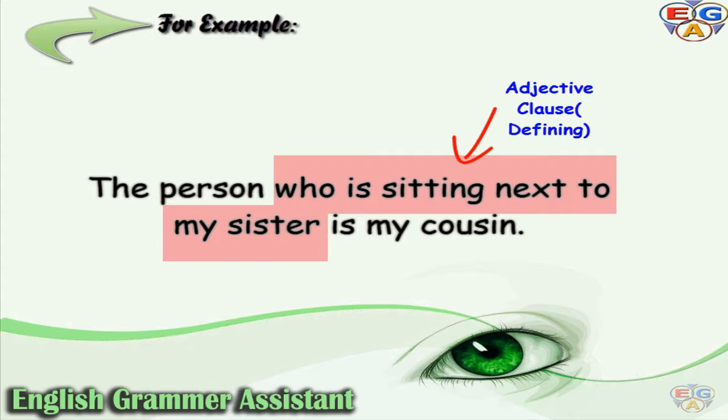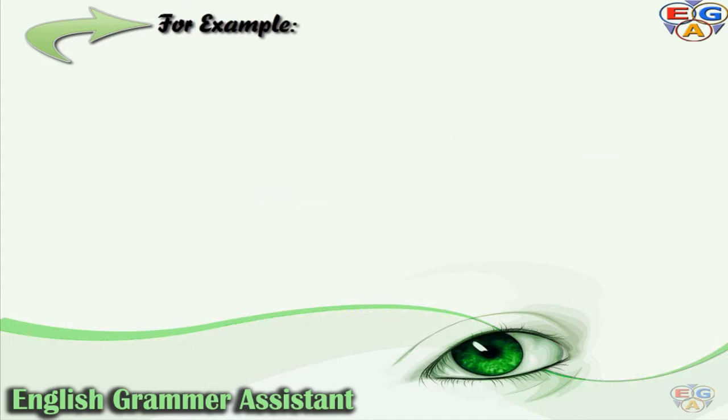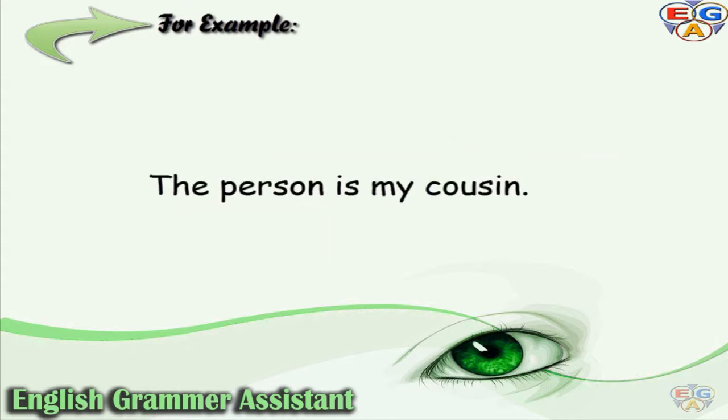If we eliminate the adjective clause, for example, and keep the main clause, the sentence will be like this: the person is my cousin. This sentence has a complete idea. However, which person the speaker means is unclear. Therefore the adjective clause in this case is necessary for defining, specifying the noun, and making it clear for the listener.